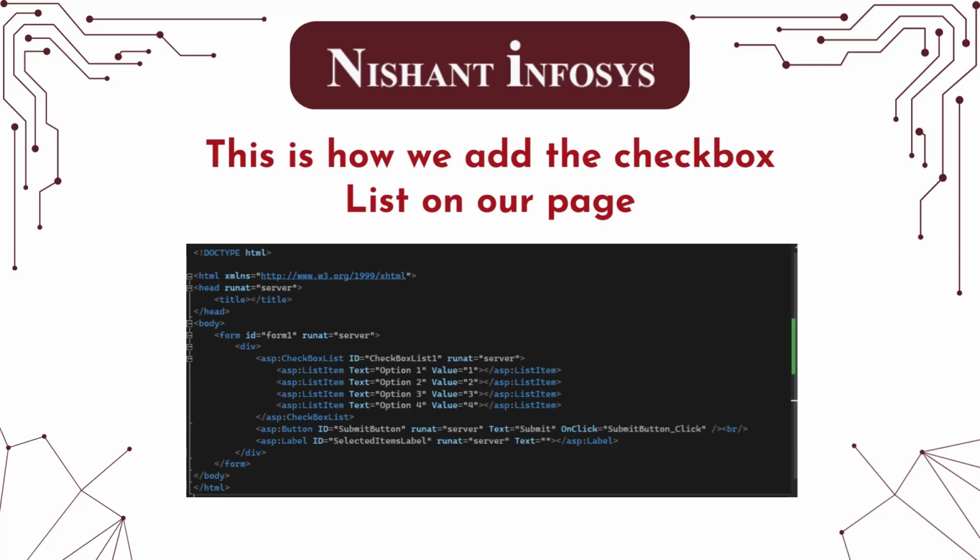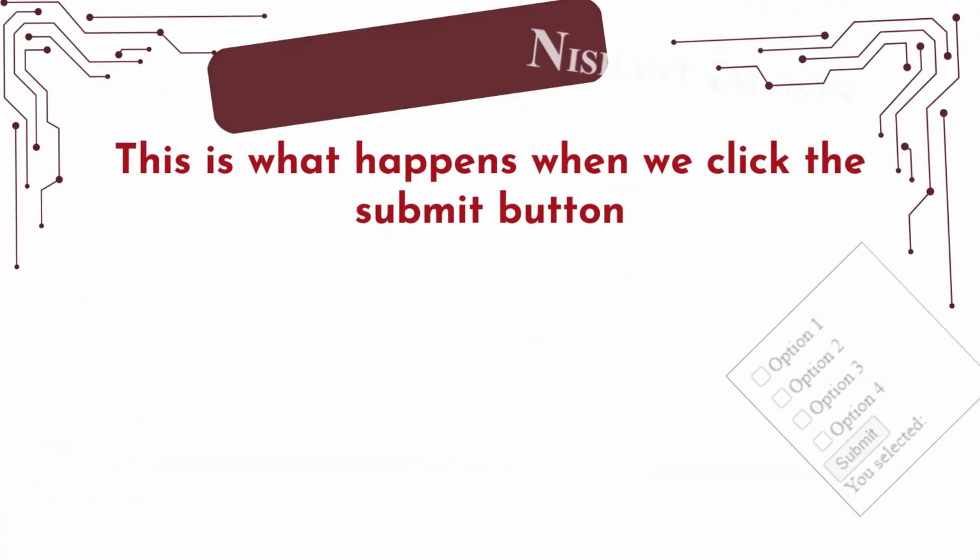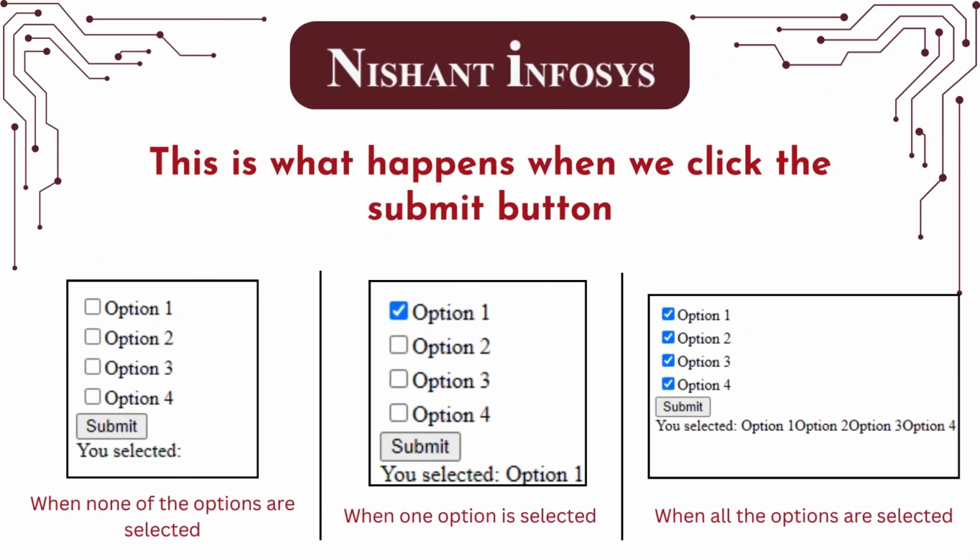Similar to drop-down lists, the options in the checkbox list are defined using the ASP list item element. This is what happens when we click the submit button with or without selecting any option from the checkbox list. In the first image, we have clicked the submit button without checking any of the options in the checkbox list.